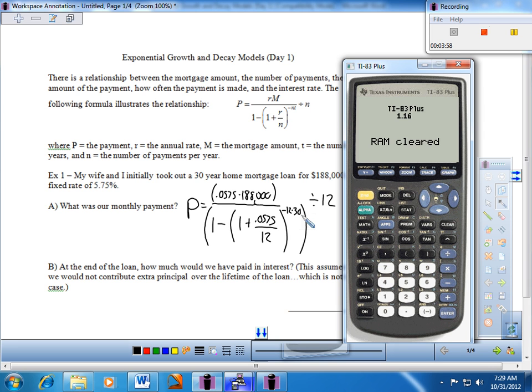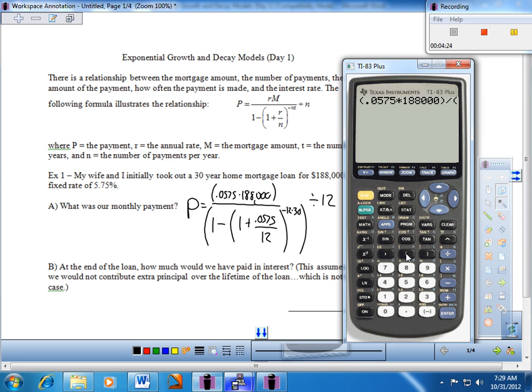Okay, everyone, so let's start typing. If you can beat me to this, that's great. Let's see, what was our monthly payment? So 0.0575 times 188,000. Okay, close that off. Now let's start on the bottom. The bottom is going to be the killer here.